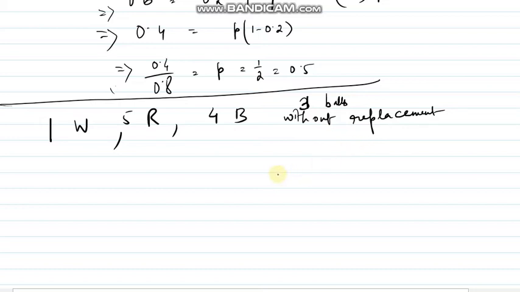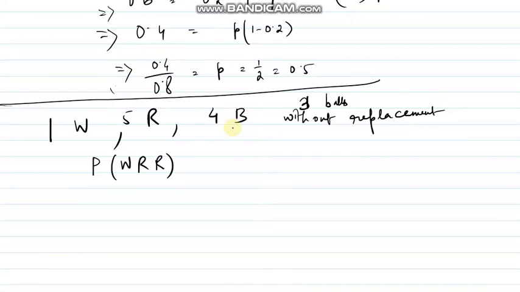So what's the probability of drawing a white ball followed by 2 red balls? See, now first let's discuss what is without replacement. 3 balls I am drawing without replacement. I am drawing a ball, I am not returning that ball. The second ball again I am drawing, I am not returning. The third ball again I am drawing. Obviously I do not return, my event is over.